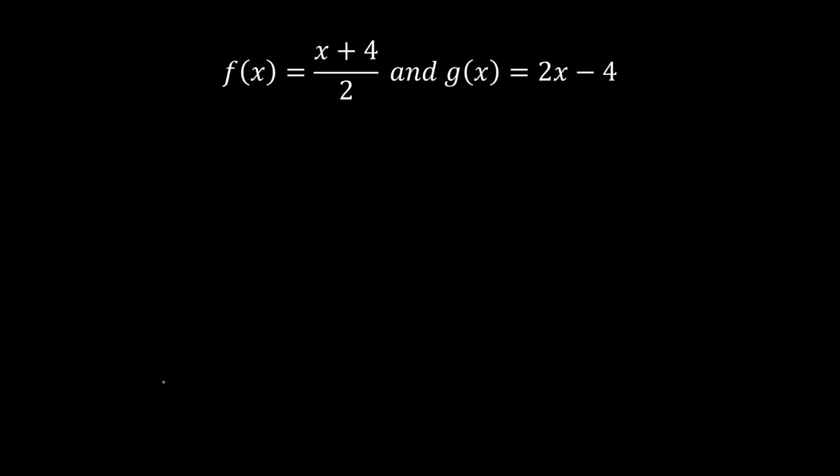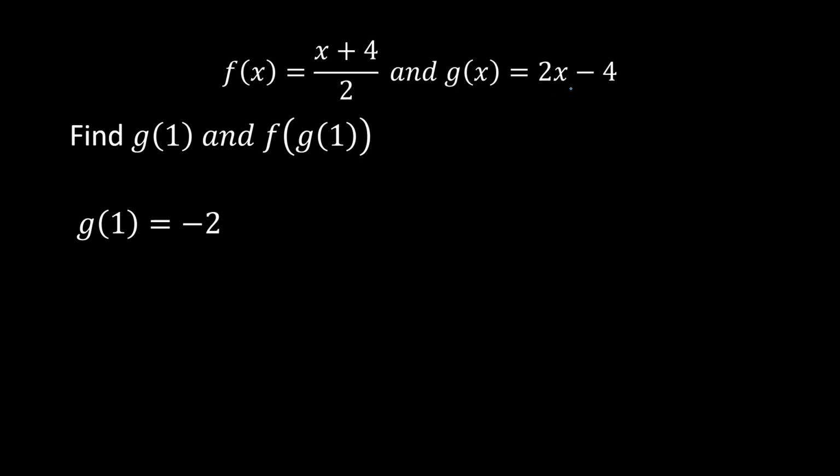Now let's look at another example. In this example, we are told to find g of 1 and f of g of 1. So to find g of 1, I plug a 1 in for x into the g function. So instead of 2x minus 4, I have 2 times 1 minus 4. So 2 times 1 minus 4 would give you a negative 2.